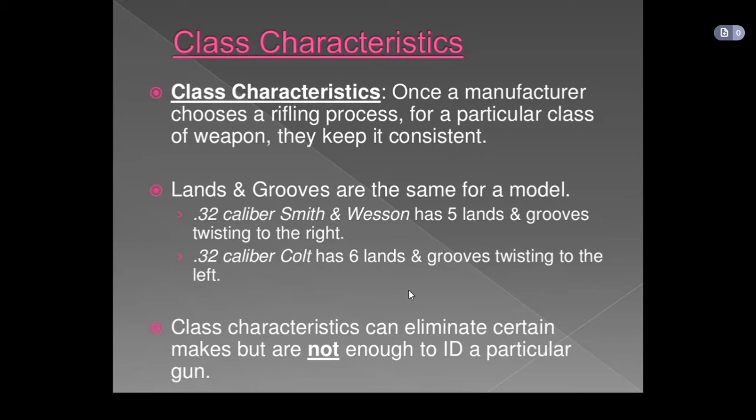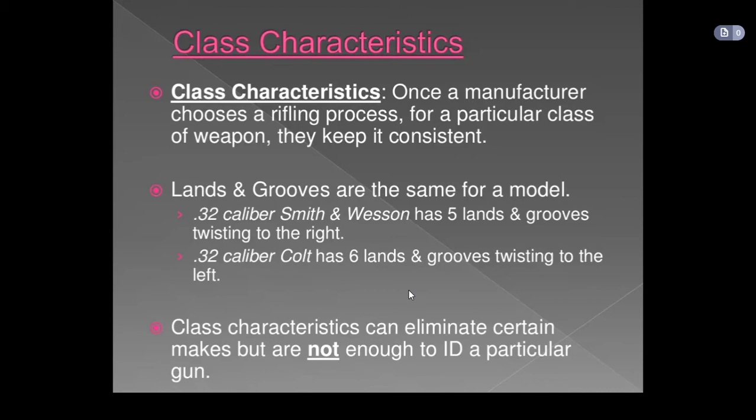Once a manufacturer chooses a rifling process for a particular class of weapon, they keep it consistent. Land and grooves are the same for a model. So, pareho daw ang land and grooves. 32 caliber Smith & Wesson had 5 lands and grooves, 5 grooves dapat, twisting to the right. So, twisting to the right ang 32 caliber Smith & Wesson. So, 32 caliber Colt naman has 6 lands and grooves. So, unum daw. Twisting to the left. So, twisting to the left din siya.